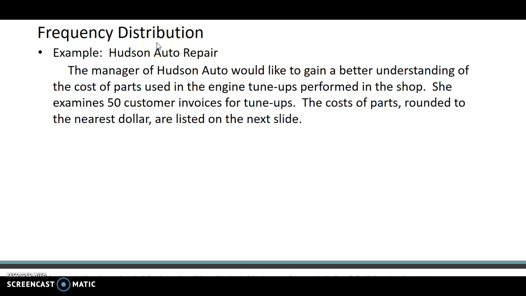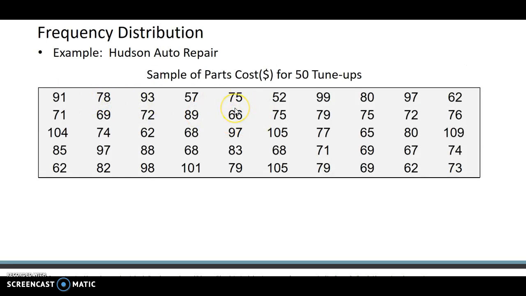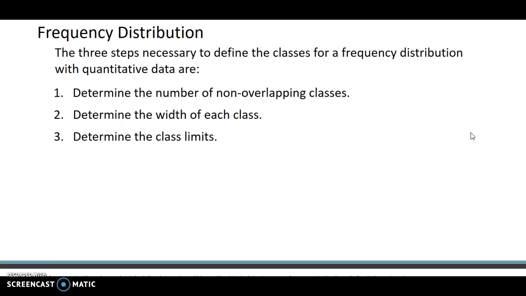A frequency distribution is very similar to what we did before, except here we're going to use the cost of the parts rounded to the nearest dollar here on this slide, and we're going to create classes for those. The lowest number is 52, the highest is 109. So we're going to create classes. The first class is going to start at below $52. The last class will end at or above 109. And then we'll create a frequency distribution.